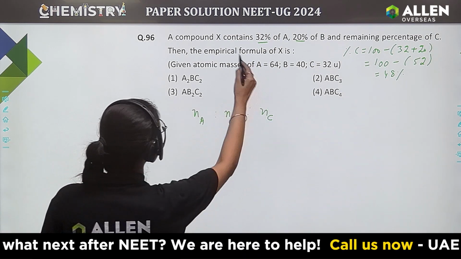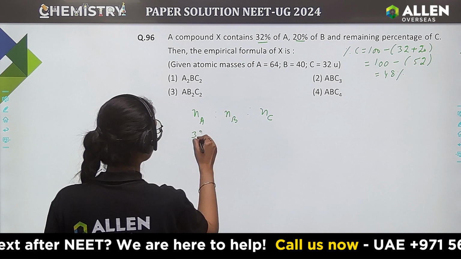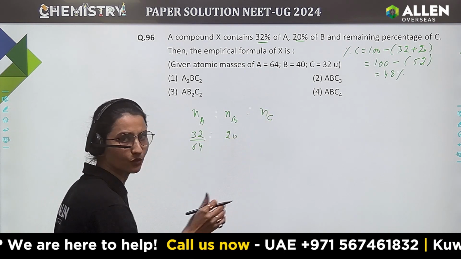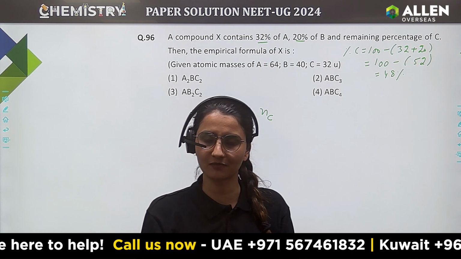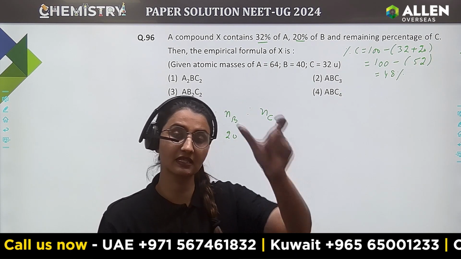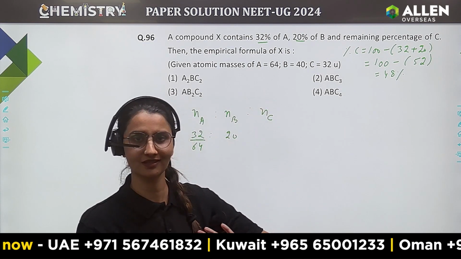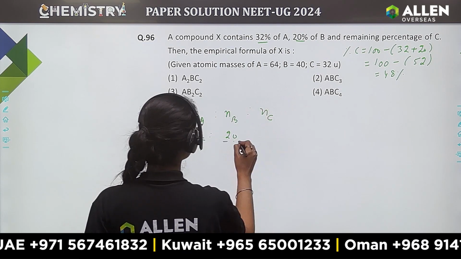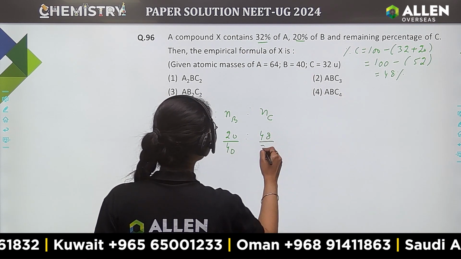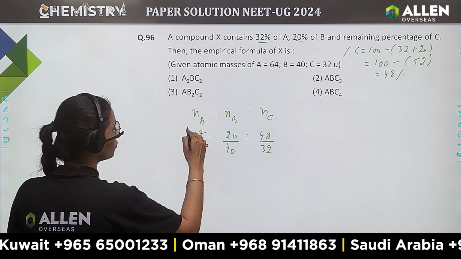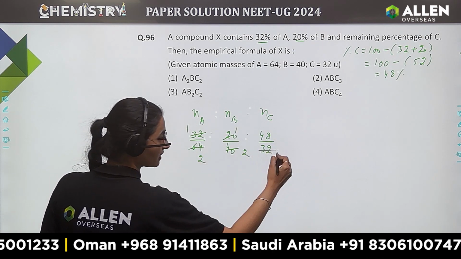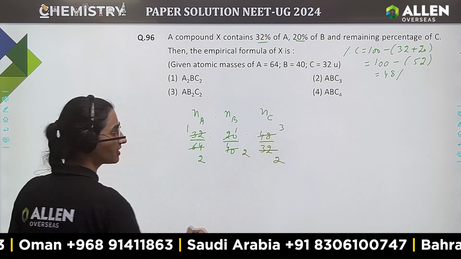Yes, 48%. So let's do it. Moles of A, how do you find? What is the percent of A? 32 by 64. How do you find B? It is 20%. You can say the mass of the compound is 100 grams, so percent is the same as mass. And how do I find moles? Given mass by molar mass. So 20 by, what is the mass of B? 40. For C, 48 by 32. Let's do it. We can do 16 2s are 32, 16 3s are 48.